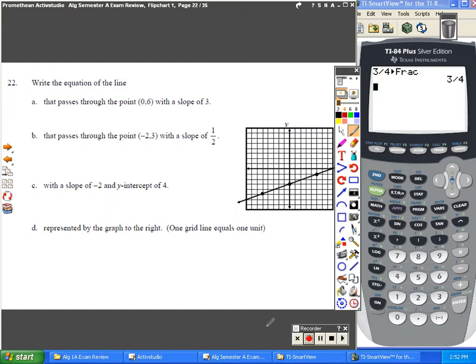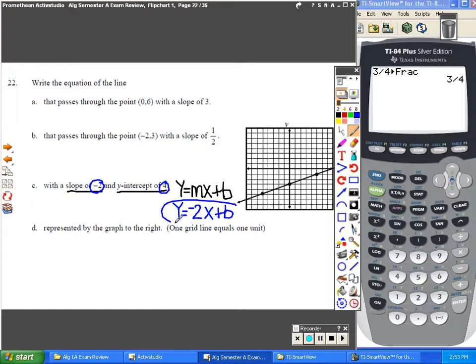Problem number 22. I'm actually going to start problem number 22 with letters C and D because they're quite a bit easier than A and B. So starting with C, we're talking about the slope and the y-intercept of a line, which tells me we're going to be writing something in slope-intercept form. Now all I have to do is fill in the numbers. Y and x obviously stay y and x. The slope is -2, so you put that where the m is. And the y-intercept is 4, so you put that where the b is. So that is an answer for 22C.